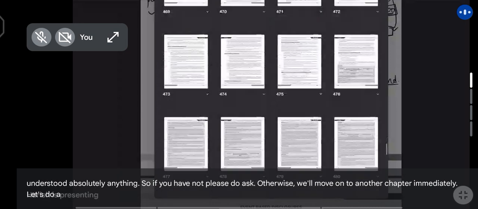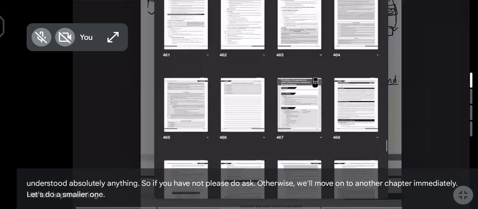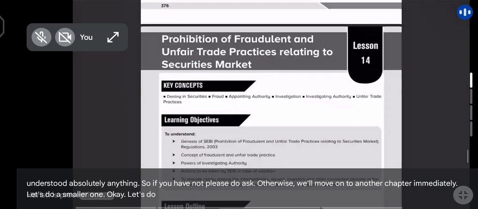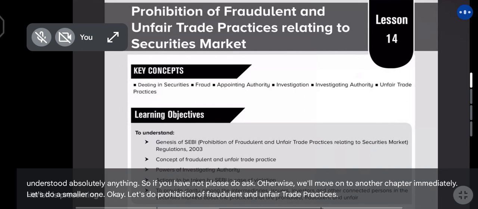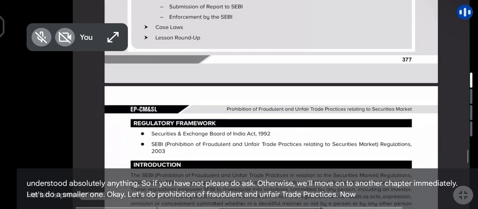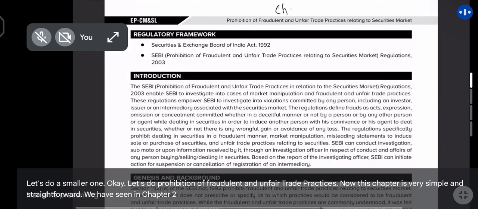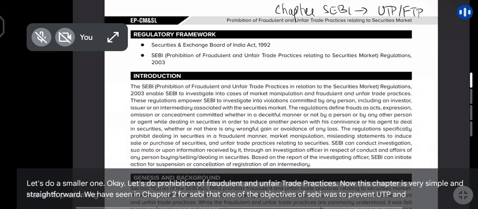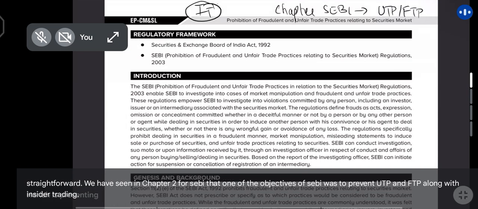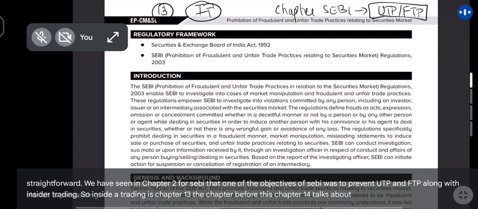Let's do a smaller one. Okay. Let's do prohibition of fraudulent and unfair trade practices. Now, this chapter is very simple and straightforward. We have seen in chapter 2 for SEBI that one of the objectives of SEBI was to prevent UTP and FTP along with insider trading. So insider trading is chapter 13, the chapter before this. Chapter 14 talks about UTP and FTP.